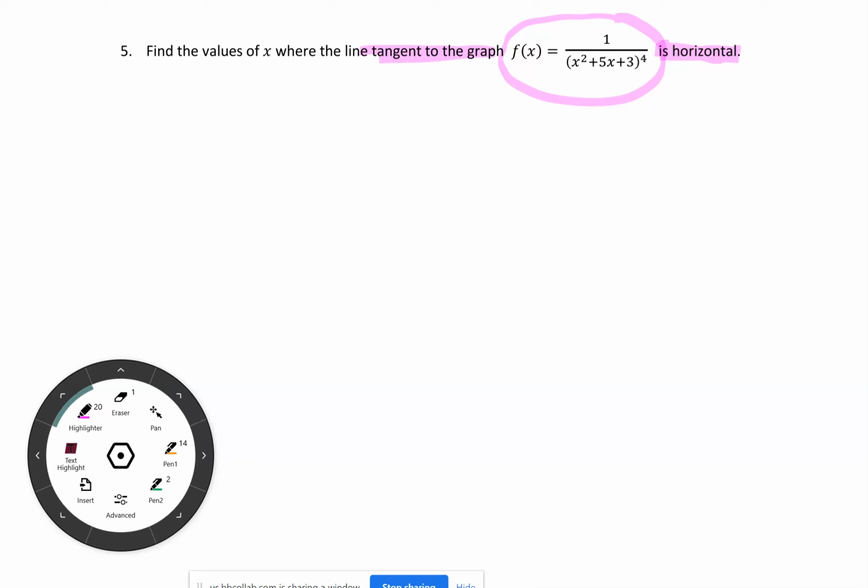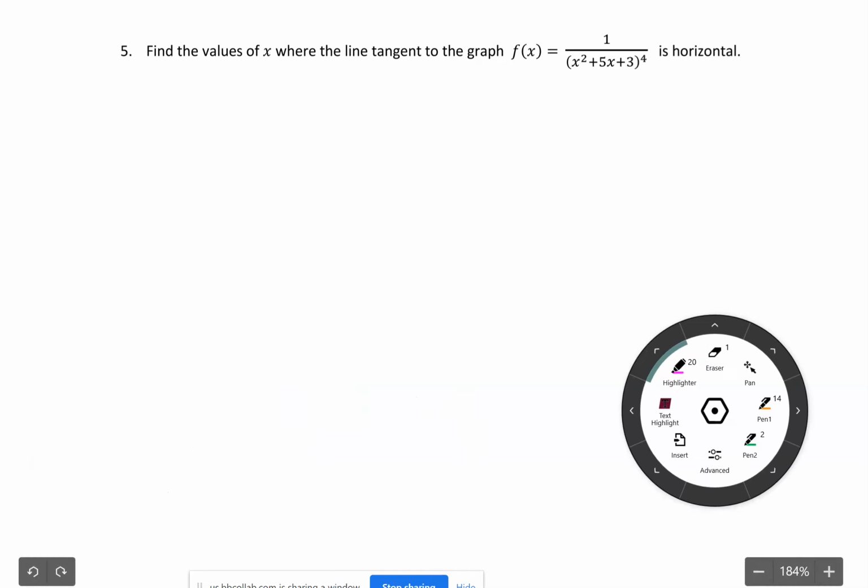So there's actually two ways to take this derivative. But once you take the derivative, then we're just going to talk about what it means. Like, what do I know about the derivative if it's describing a horizontal tangent line? So there's two parts to the problem. And there's actually two ways to take this derivative. So let's talk about that.